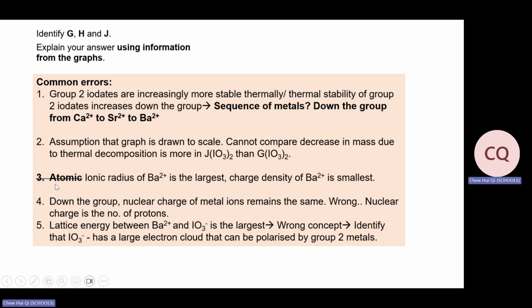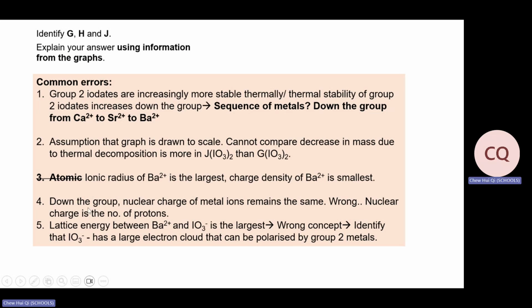Third, a lot of y'all make this mistake, guys. When you're talking about charge density, you have to identify the ionic radius, not the atomic radius, of barium. Not barium metal, but barium 2 plus, because we're talking about ionic radius here. Be very specific. Check your wording. So the ionic radius is the largest, hence the charge density of Ba2+ is the smallest.